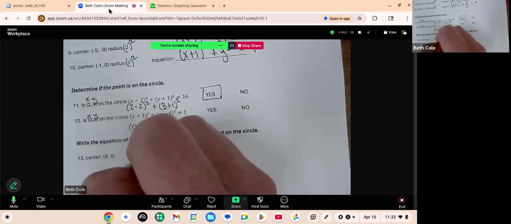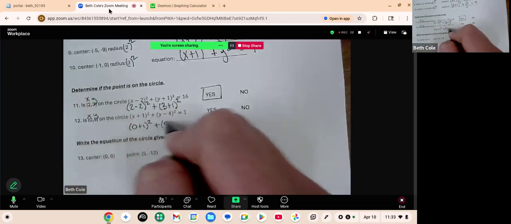All right, so for this one, x is 0, y is 5. I'm just going to do the same thing. I'm going to plug in 0 for x and 5 for y, and we're going to see if it comes out to equal 1. So 0 for x, 5 for y.